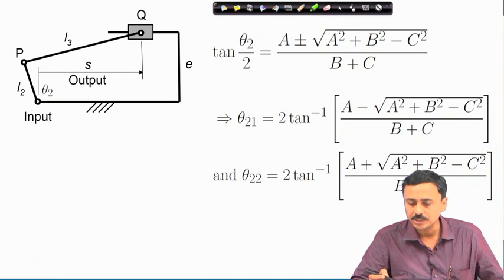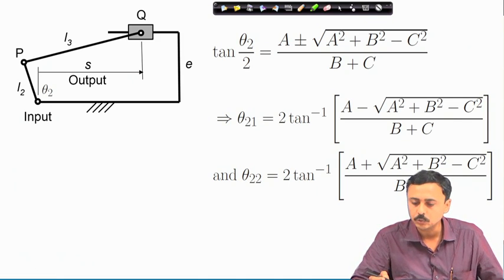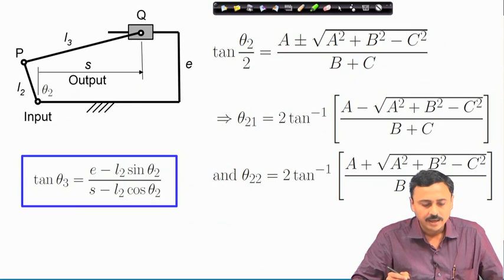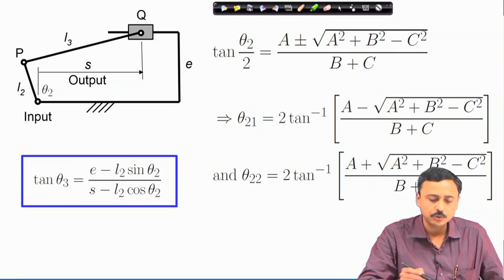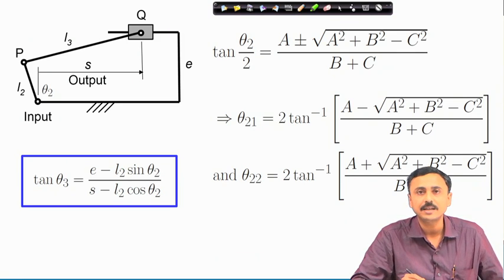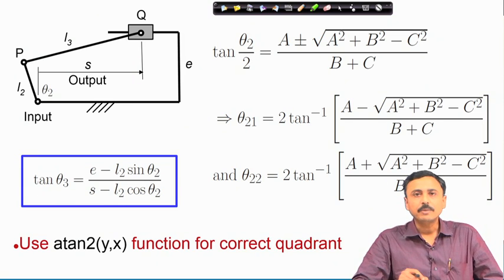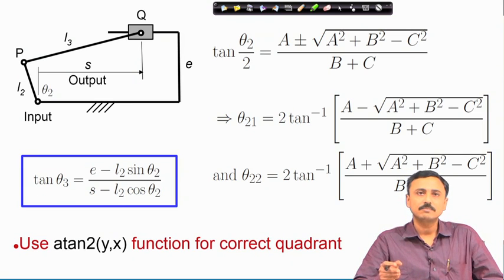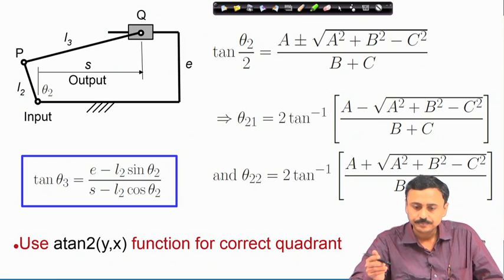Here are the two solutions, theta 2 1 and theta 2 2, that depend on the sign that we take. And once I have theta 2, I can substitute that in the expression of tan theta 3 and obtain theta 3. Once again, let me remind you that you have to use this atan2 function, which will give you the correct quadrant.